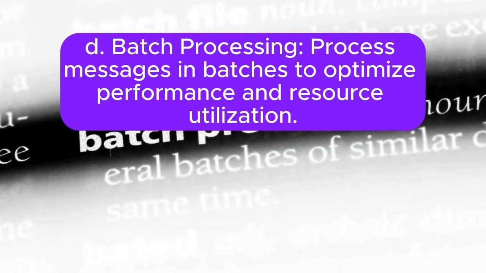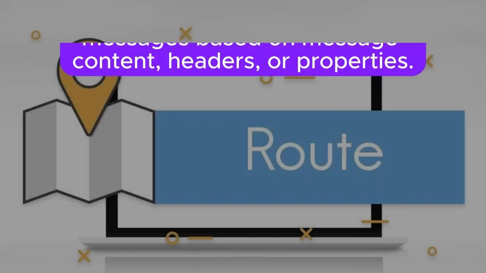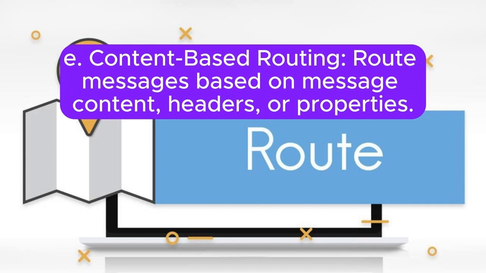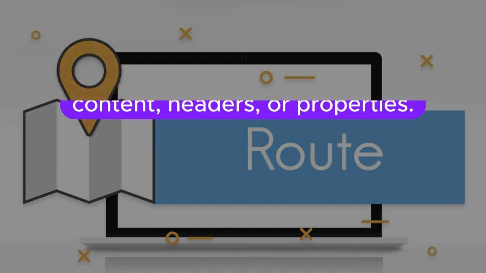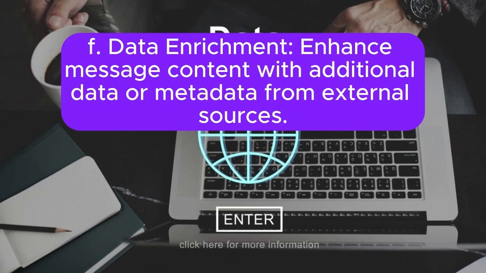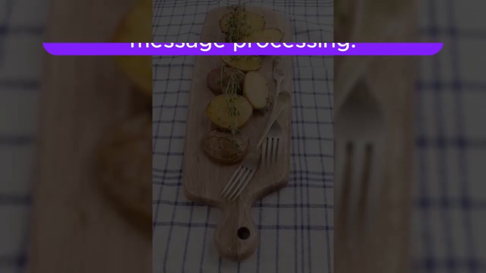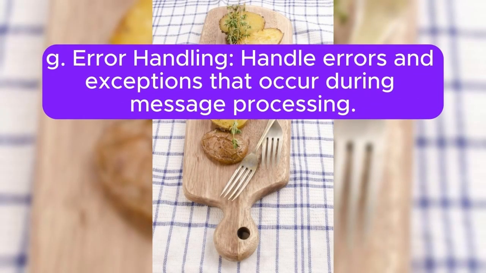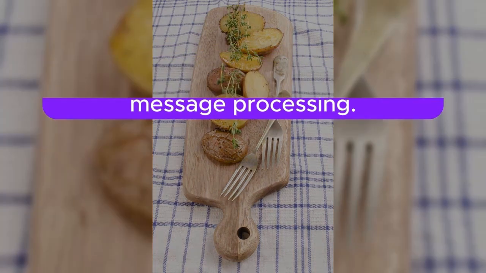D. Batch processing, process messages in batches to optimize performance and resource utilization. E. Content-based routing, route messages based on message content, headers, or properties. F. Data enrichment, enhance message content with additional data or metadata from external sources. G. Error handling, handle errors and exceptions that occur during message processing.